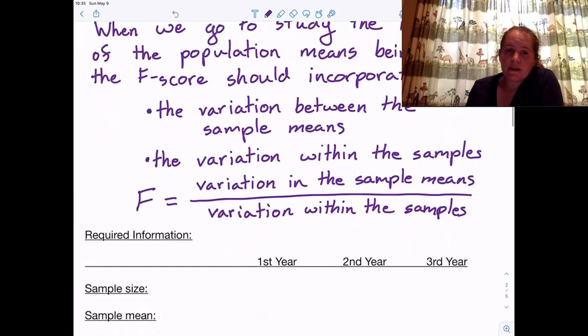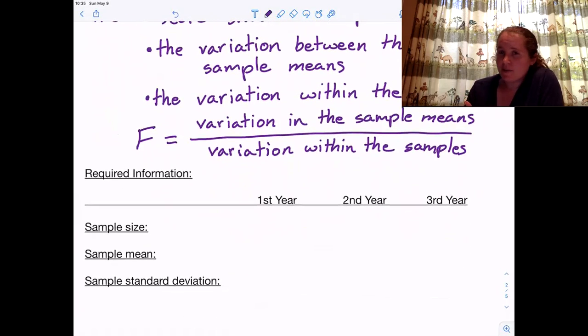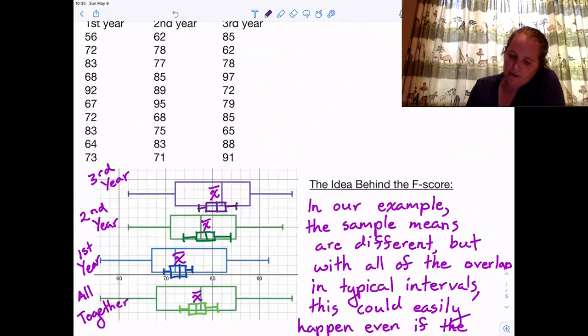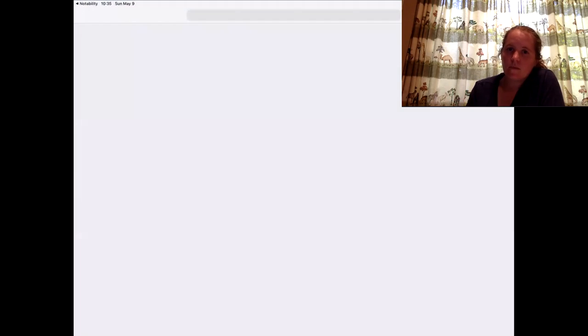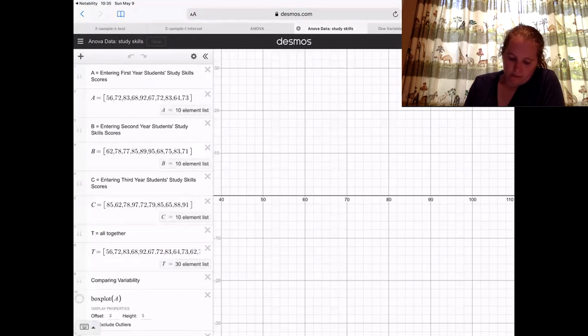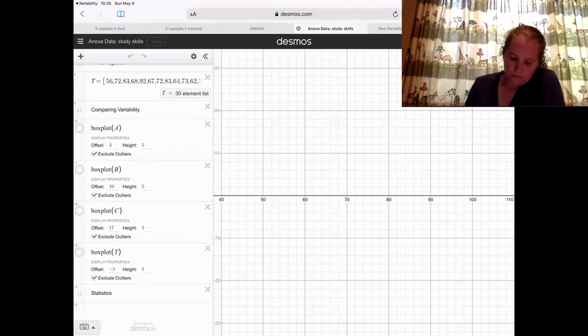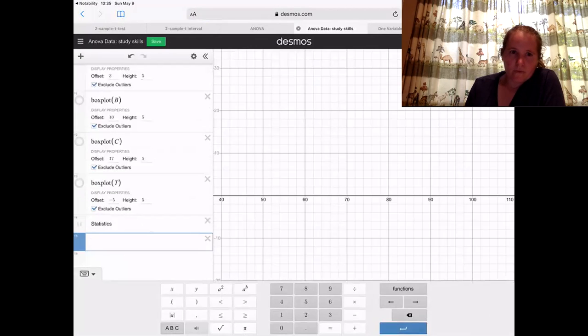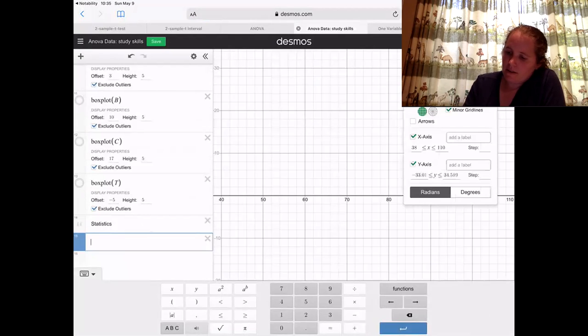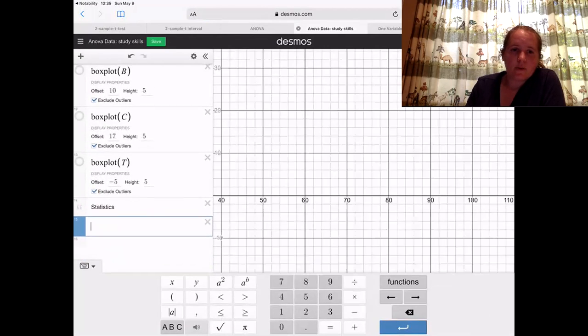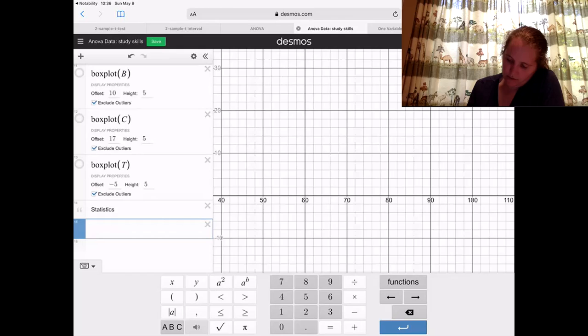In order to do those calculations, we will need to know the sample size for each of our samples, the sample mean and the sample standard deviation. So I'm going to go ahead and grab that information from Desmos. So if we go up to the link for our data, we can find the sample mean and sample standard deviation for all of them.